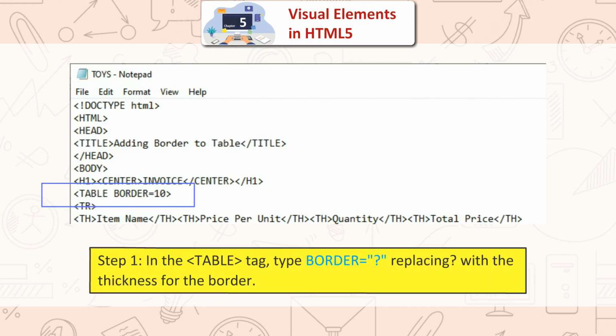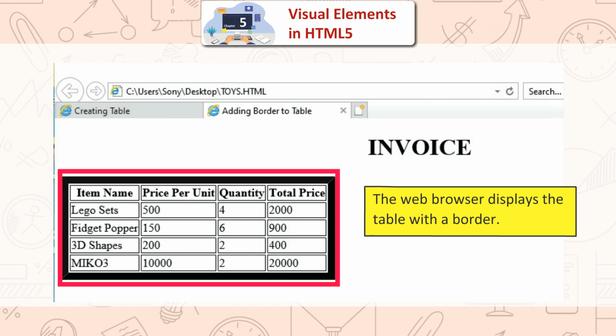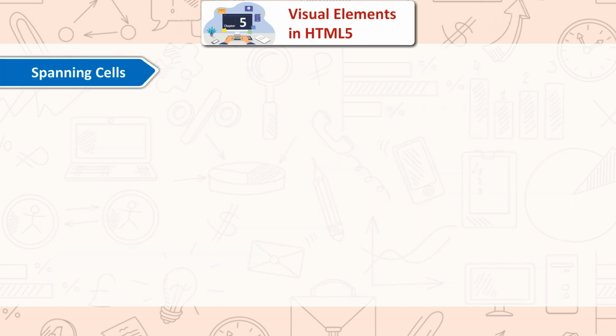Step 1. In the table tag, type border equals question mark, replacing the question mark with the thickness for the border. The web browser displays the table with a border.